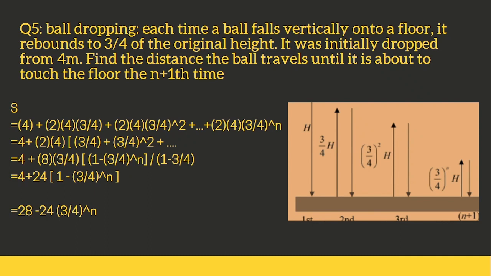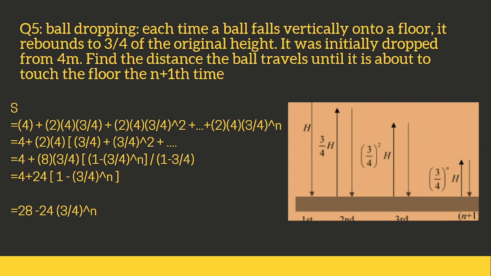Then for the next question, a ball falls vertically onto the floor and rebounds to 3/4 of its original height. It was initially dropped from 4 meters, so find the distance that the ball travels until it is about to touch the floor for the (n+1)th time. So in this case, the first time it drops down 4, but that one only happens once. But when it goes up and down again, you have to multiply by 2 because you have the upward and downward movement.